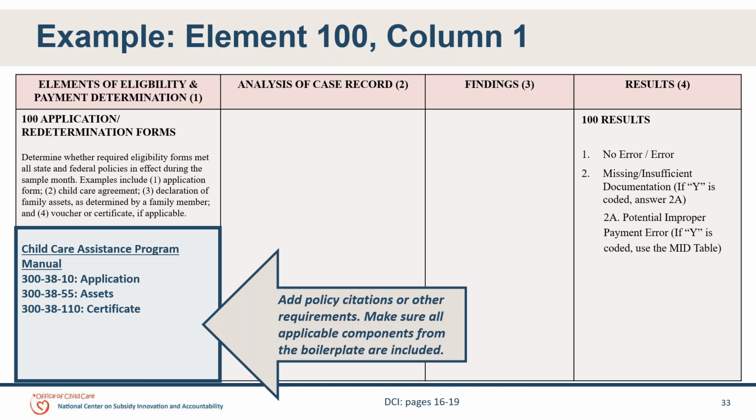Under the boilerplate is where you would add your customizations. So here you would add policy citations or other requirements. We ask that you make sure that all of the applicable components from the boilerplate are included in your customization. Here, the state has added some policy citations for application, assets, and certificate.